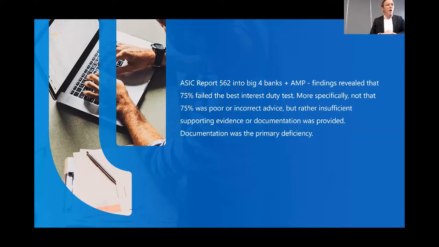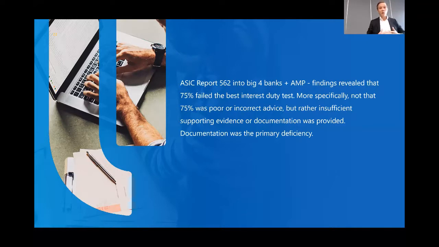I'm going to touch now on ASIC Report 562. For those of you who aren't familiar with this, ASIC released their Report 562 early last year, and it was a survey or research conducted into the Big Four banks and AMP, looking specifically at advice given between 2015 and 2017, and specifically, they picked up 200 pieces of advice recommending super being moved from external products to the in-house aligned product. So a narrow scope, but that was the focus for this particular report.